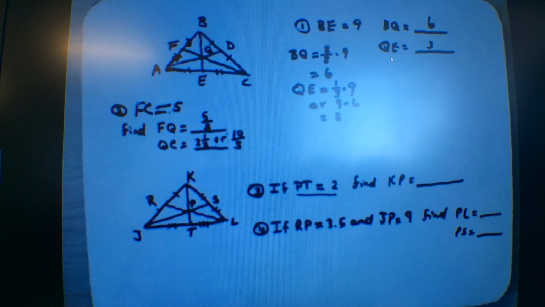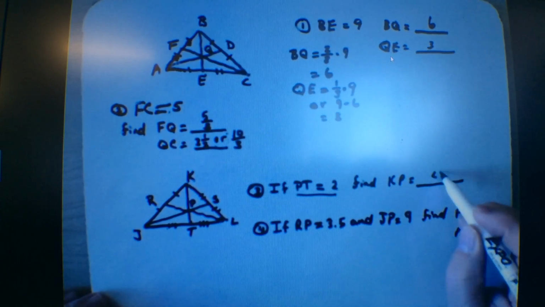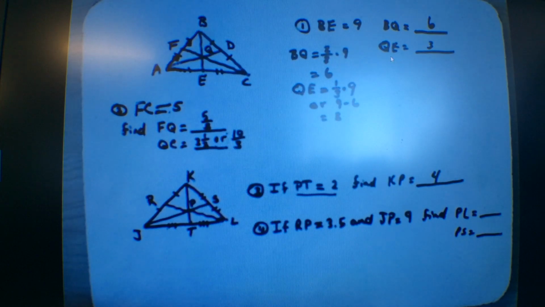2 is 1/3 of what number? 6. How do you know that? 2 times 3 is 6, right? So the whole thing is 6. So how far is KP? 4. Does that make sense to you?